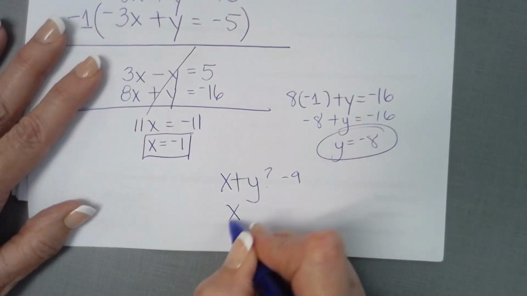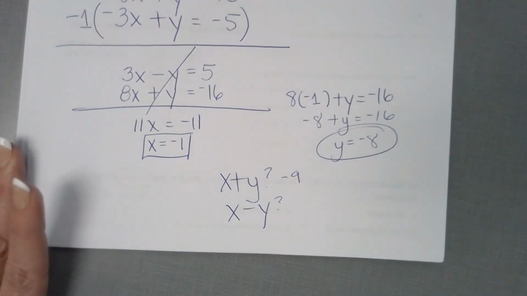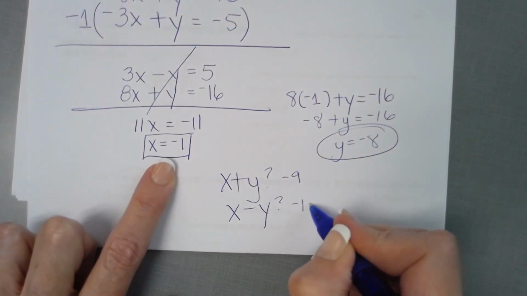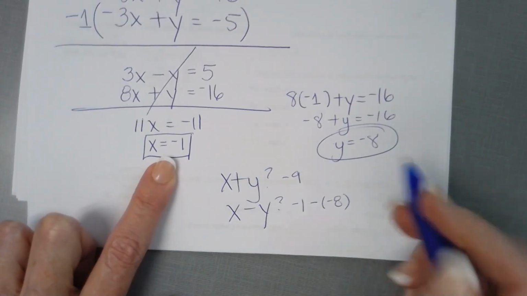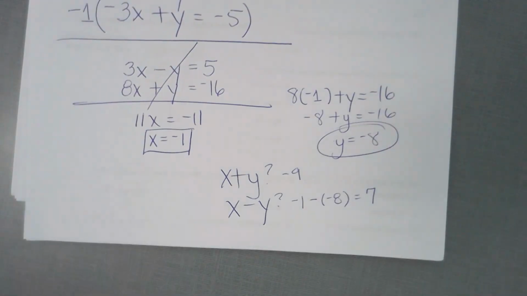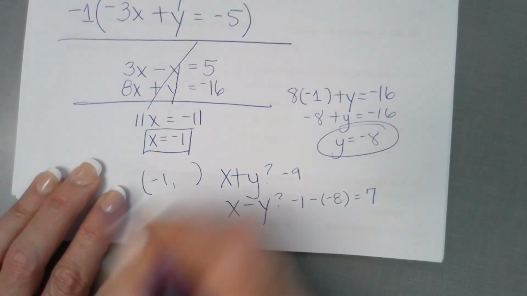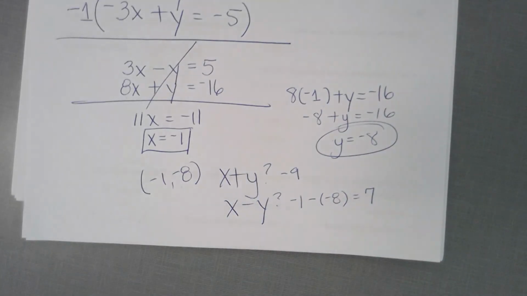What if the question was, careful, find x minus y? 7. It would be -1 minus -8. Do you see how there's an extra minus in there? So I think it's a 7. I'm just trying to show y'all different ways they can ask, but technically the answer is an ordered pair on a graph where the two lines intersect. Technically, that's your answer right there. We good? Yes, ma'am. Okay.